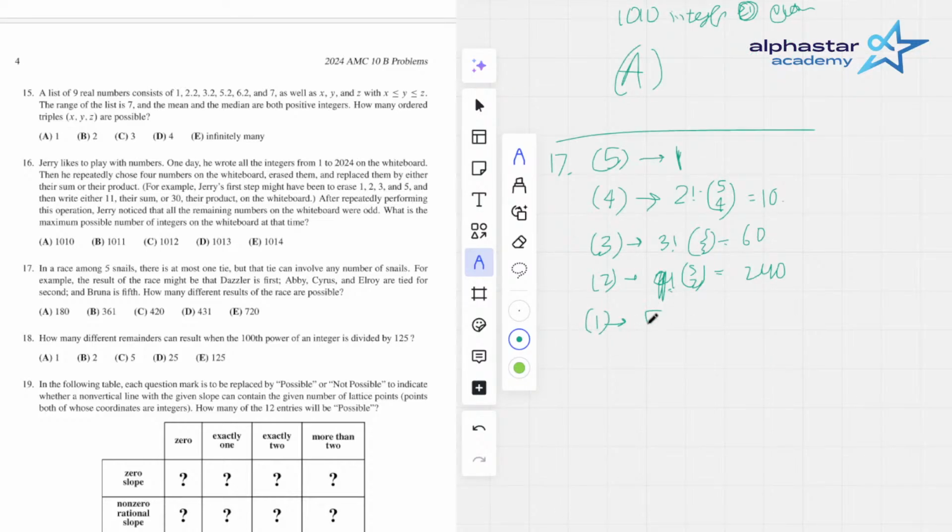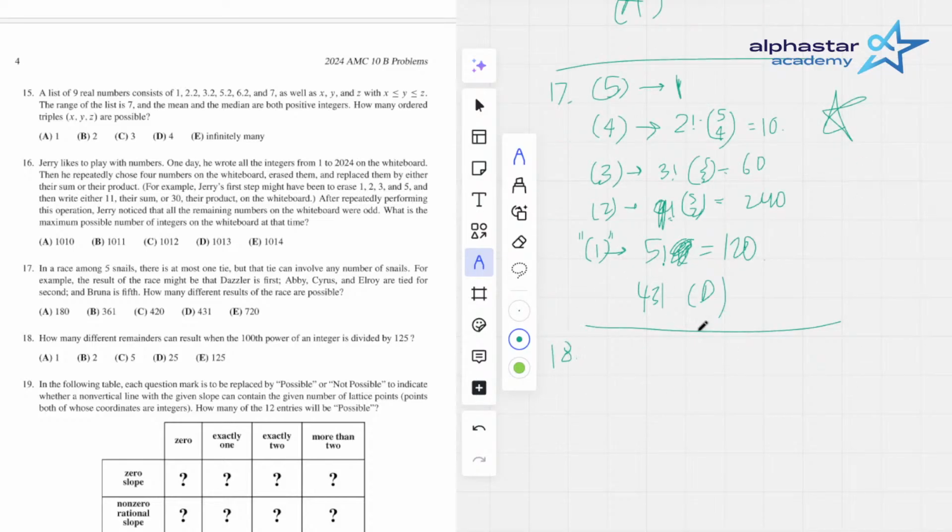1, 5 factorial times 5 choose, in this case, it's just 5 factorial, because we're not choosing any tie. Wait. Yeah, if the tie involves 1, then that just basically means 0 tie. So the total here is 360, 420, 431. D. I'll put a star here because I'm not super convinced, but we'll just move on.